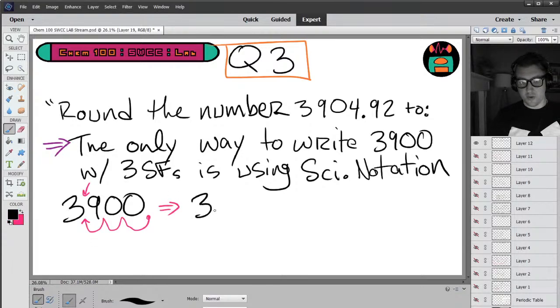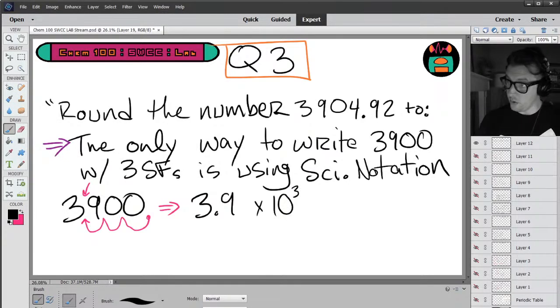So this is going to be 3.9 times 10 to the third. We know that it's to the third because we moved it over 3 spaces. Every space is 1 exponent, 1 power of 10. We know it's positive because we moved our decimal place to the left. Dyslexia is fun.